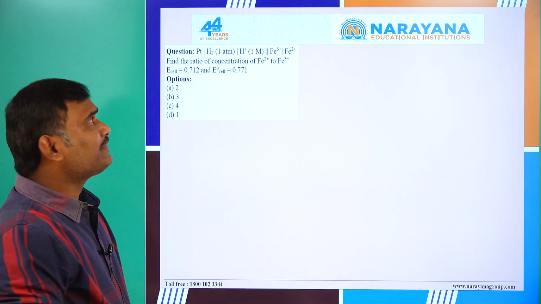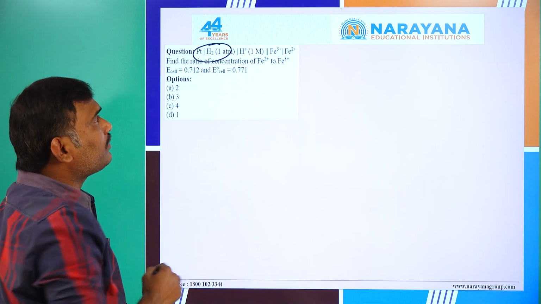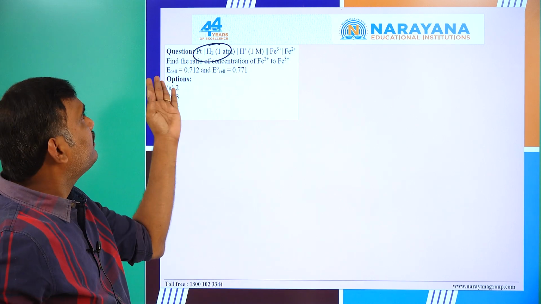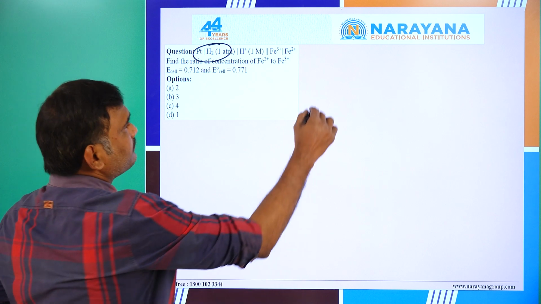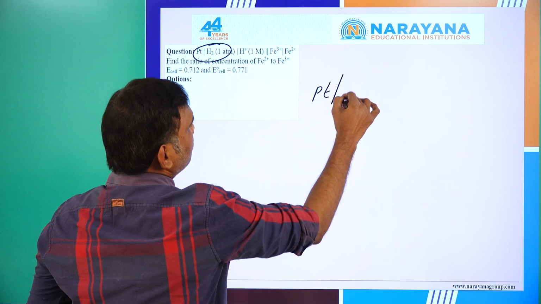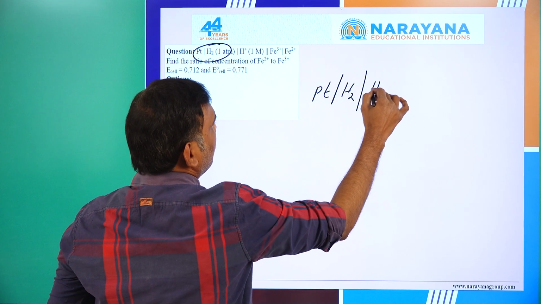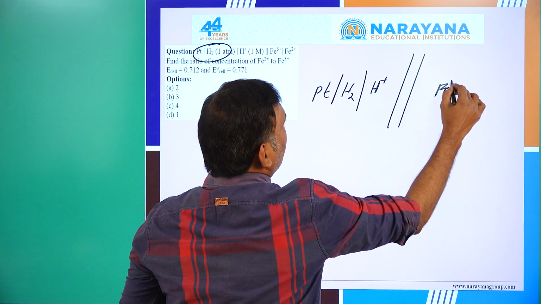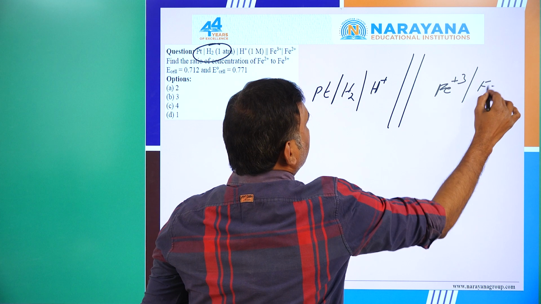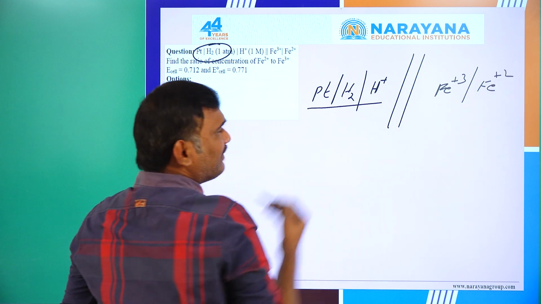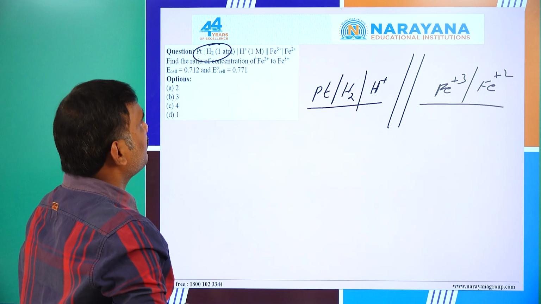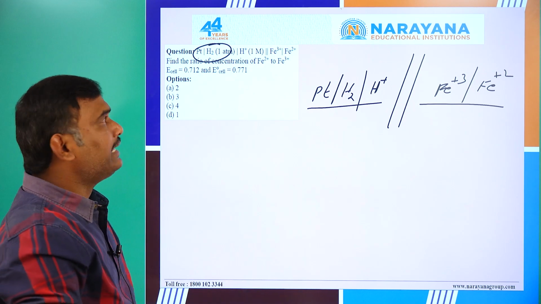Platinum, hydrogen at 1 atmosphere, that is the standard hydrogen electrode, and Fe+3 to Fe+2. They have given a cell equation: platinum, hydrogen, H plus, salt bridge, Fe+3 to Fe+2. The left hand side electrode is oxidation, the right side is reduction. So it is an electrochemical cell.